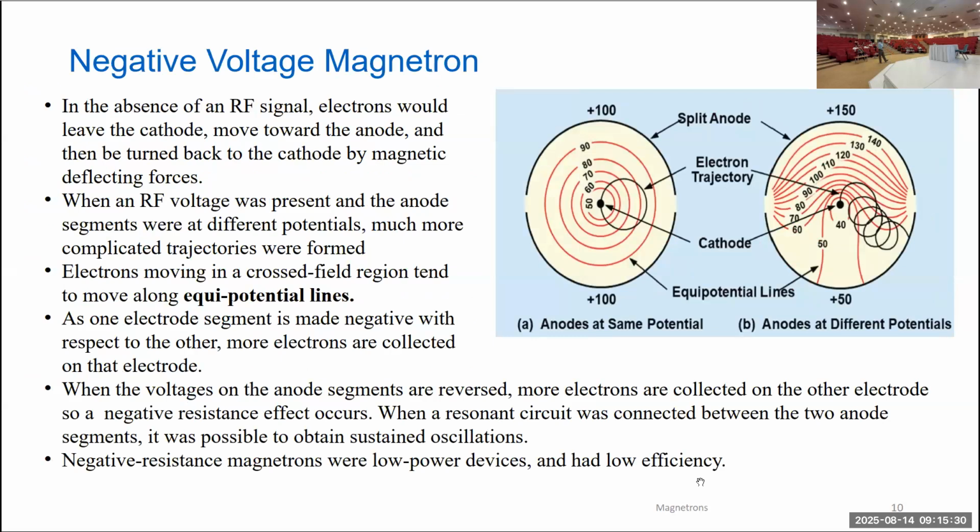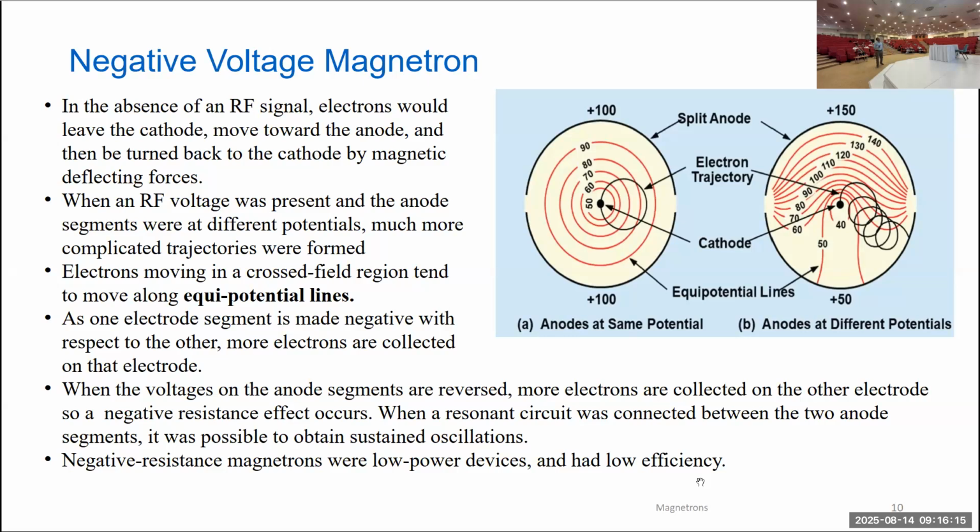The second one is the negative resistance magnetron. In this magnetron, RF is absent, and the anode is divided into two parts. These two parts are isolated from each other. When the anode is at equipotential, the same potential is applied to both sections of the anode, and the electron performs cyclotron motion in this way, this way, this way, and this way.